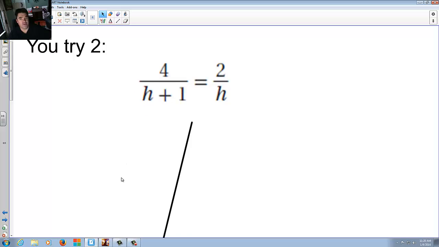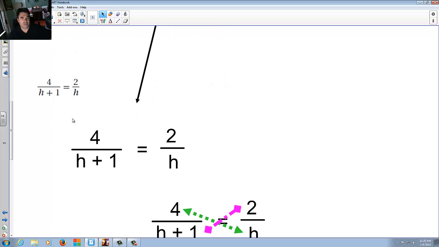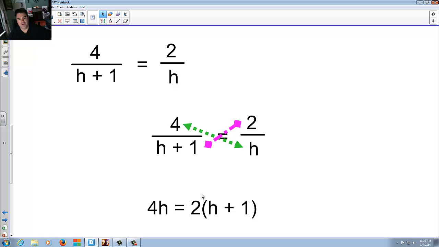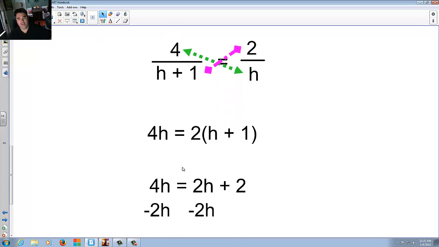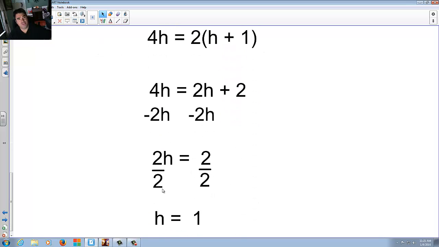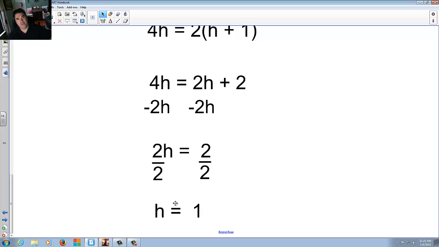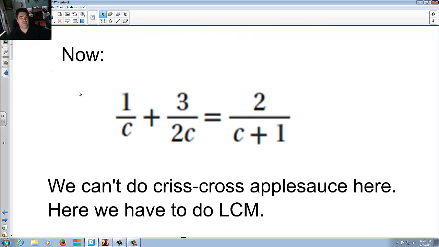Crisscross applesauce, I hope. This times this times this. So I have 2h plus 2 equals 4h. Minus 2h, minus 2h. 2h equals 2, divided by 2, h equals 1. Now, 1 over c plus 2 over c equals 2 over c plus 1. We cannot do crisscross applesauce here because there are too many things happening.